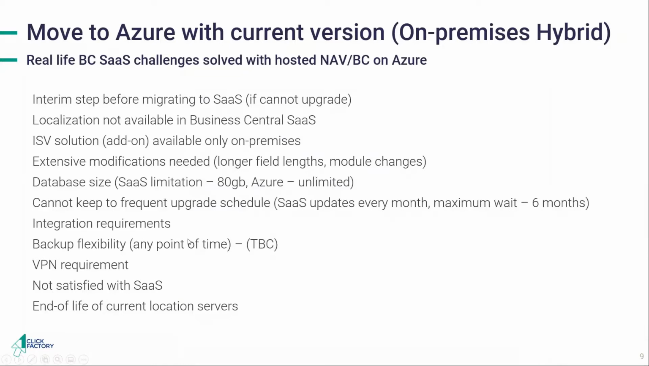You can roll back in Azure, but you can't roll back in SaaS. Then integration requirements, for example, VPN requirements. Of course, there are some backdoors to use it. That's more simple and more modular way is to use all integrations or VPNs in Azure, not in the Microsoft SaaS standard. And one thing, end of life of current on-premises servers.